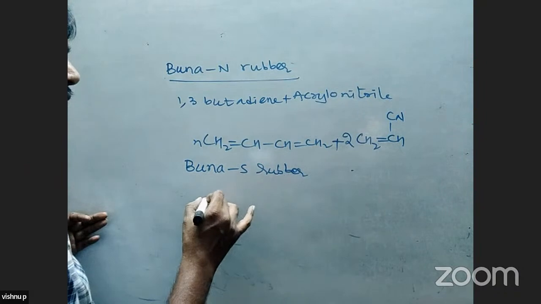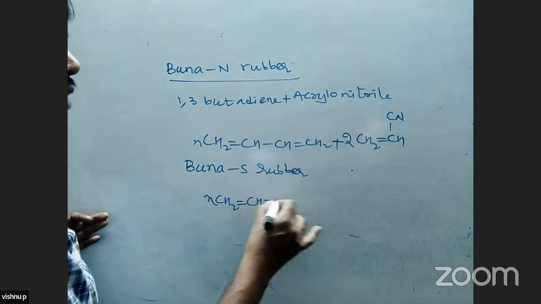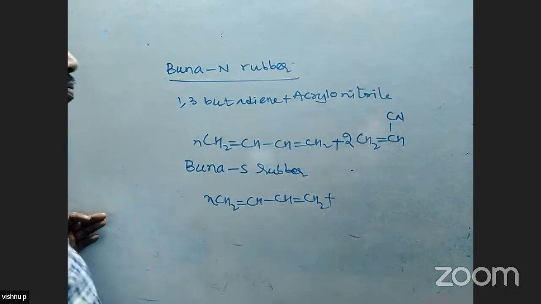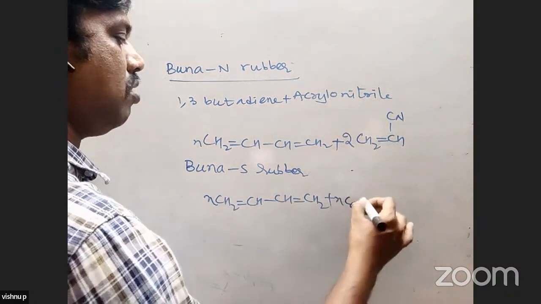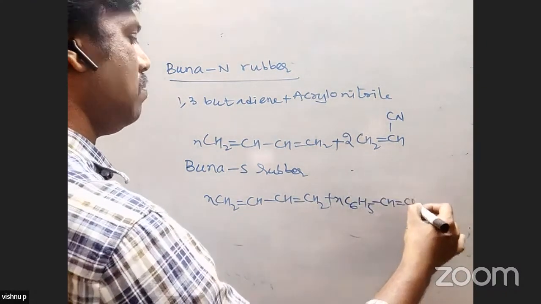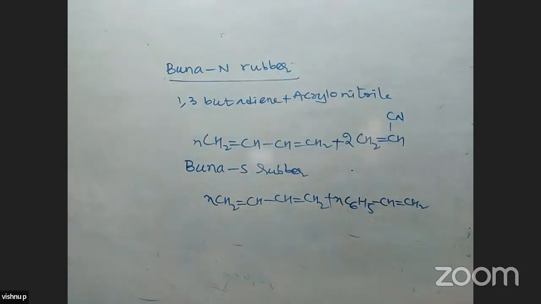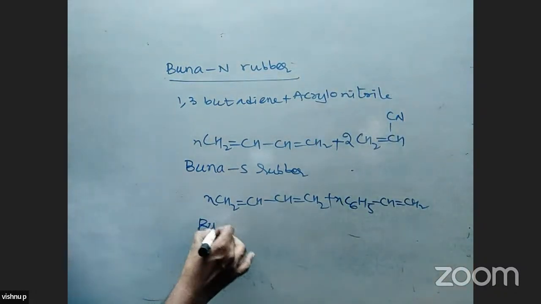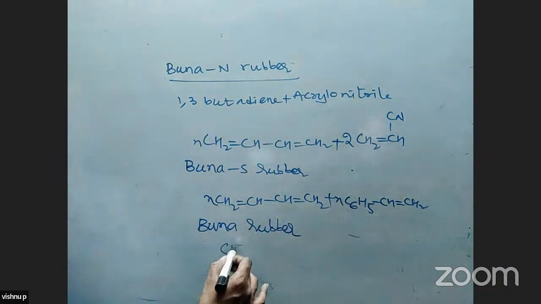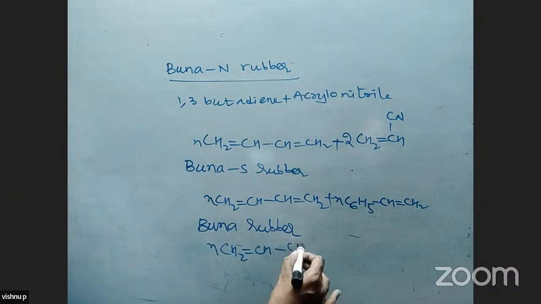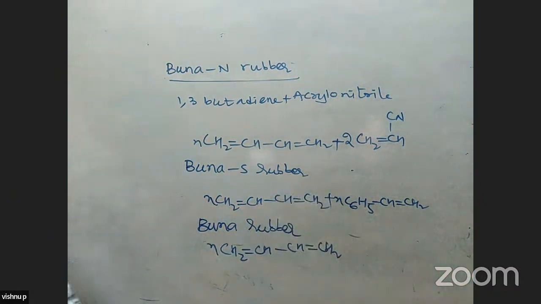Buna S rubber. What is Buna S rubber? N molecules of 1,3-butadiene are involved in polymerization with styrene. What is styrene? C6H5-CH=CH2. This is called styrene. Buna S rubber contains n number of 1,3-butadiene units. These are examples of synthetic polymers. Okay, we'll discuss the remaining polymers in the next class.